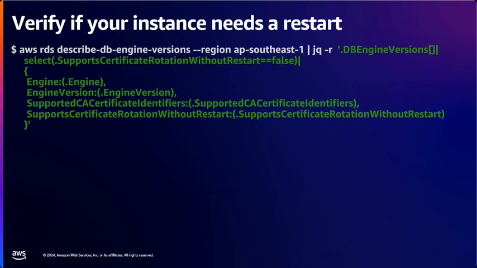We have mentioned a few times that whether an instance needs a restart or not for certificate rotation depends on the engine version. You can list the database engine versions that need a restart on certificate rotation by using the AWS CLI command describe-db-engine-versions. The SupportsCertificateRotationWithoutRestart flag indicates if an engine version supports certificate rotation without restart. Please make sure that you are on the latest version of AWS CLI. One of the examples I have posted on my slide here is to check if your RDS instance requires a restart or not for rotation.